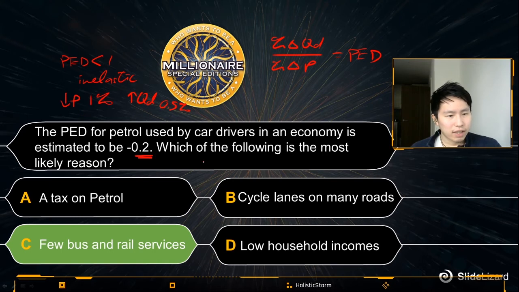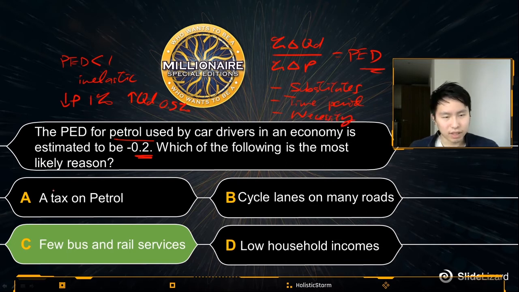So if that is the case, it's asking why petrol is so inelastic for car drivers. The reason being is because petrol is a necessity. But there are other factors that affect the PED. Namely, the number of substitutes in the market. So what other products can we use instead of petrol? The time period. So these are just some of the other factors that would affect PED, right?